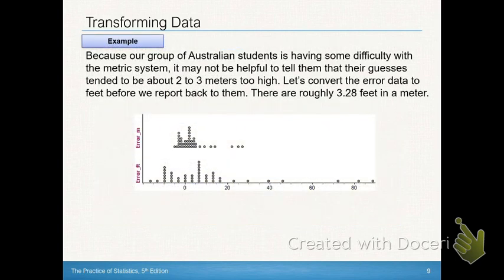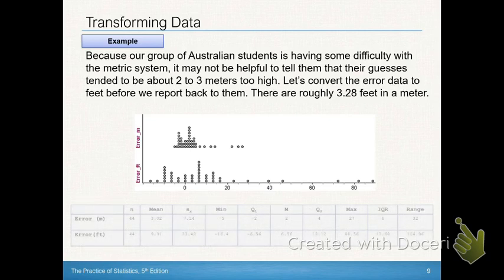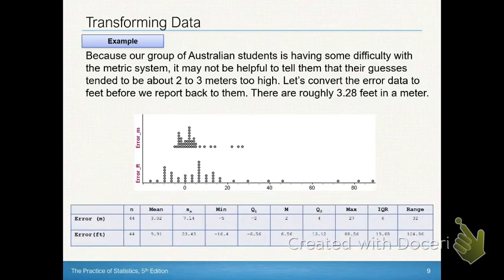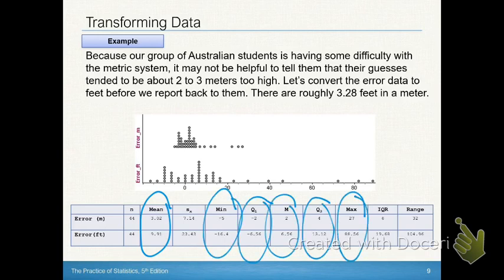So here's an example where we changed the units to make it a little easier to understand. So maybe we're changing from meters to feet. And you can see the two sets of data here. And if we look at the measures of location, all of these measures of location are multiplied by the same constant as the original data. So 3.02 times 3.28 gives us 9.91, and so on for the rest of the measures of location. But this time, the measures of spread also get multiplied by that value. Whereas when we were adding or subtracting, the measures of spread stayed the same, while the measures of location changed.